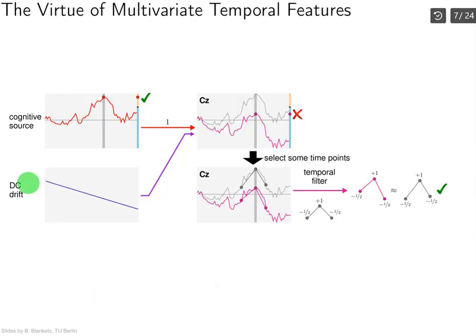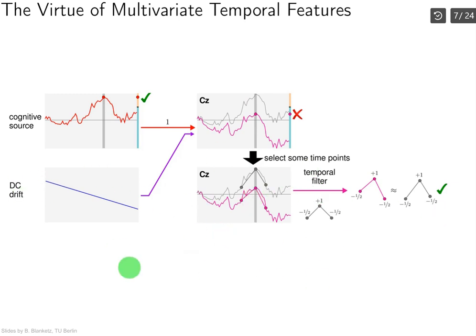We also have some noise coming from DC drift, direct current related to electronic device equipment, which changes the baseline. Okay, so the original cognitive source usually has zero mean, but DC drift will apply this kind of drift. So we need to apply some kind of steps that will demean, remove the DC drift.